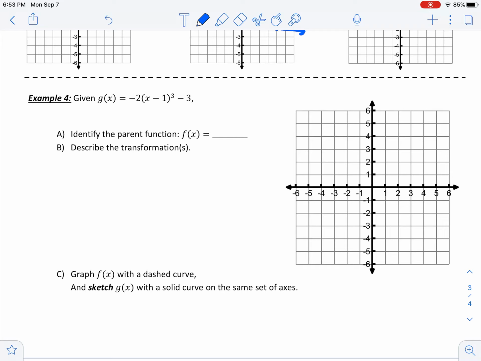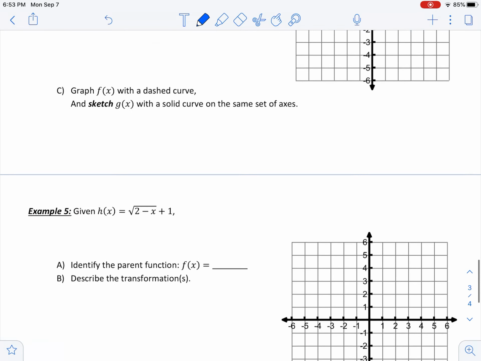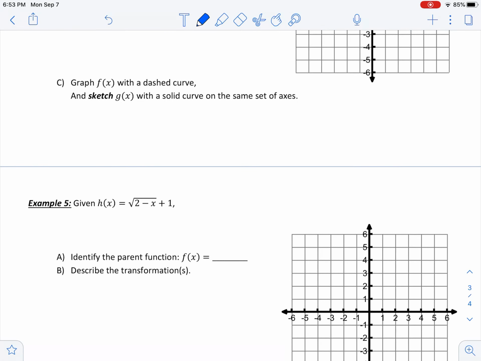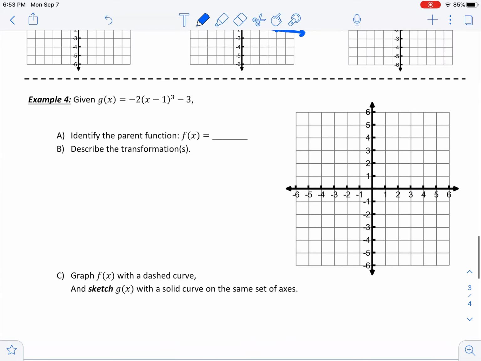So now what we're going to do is graph multiple transformations being done. So this is exactly how it looks on your test. It'll give you an equation. It'll ask you to identify the parent. It'll ask you to describe the transformations. It'll also tell you, and see here, graph f of x with a dashed curve. So you're graphing the parent with a dashed curve first. And then you're going to do a solid sketch of the new function.